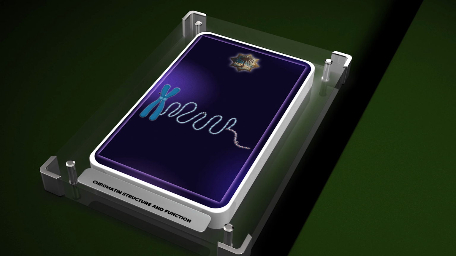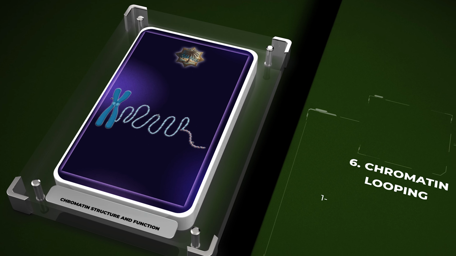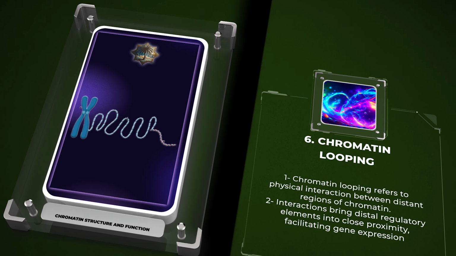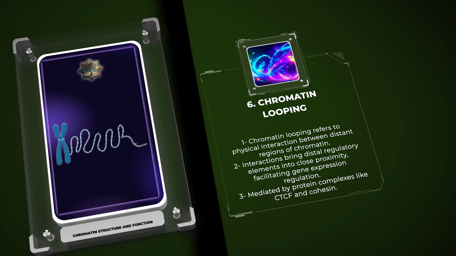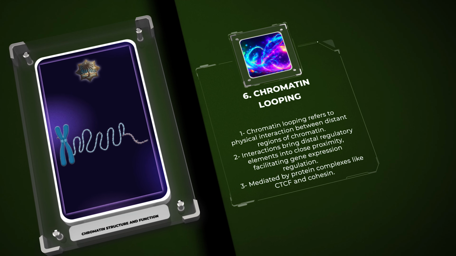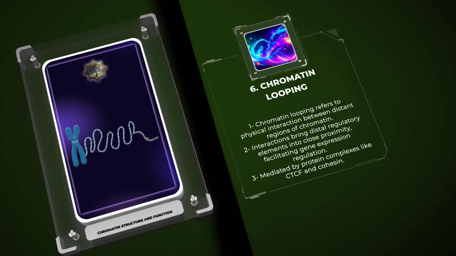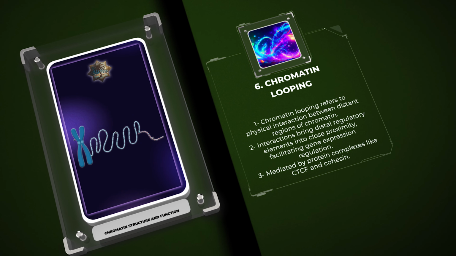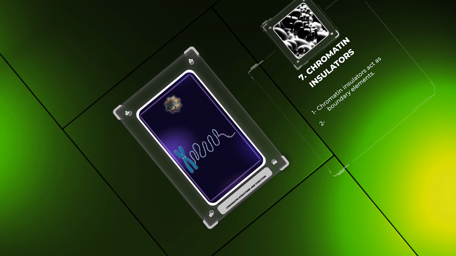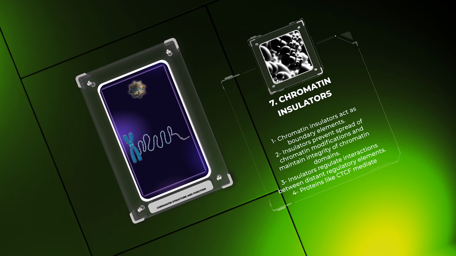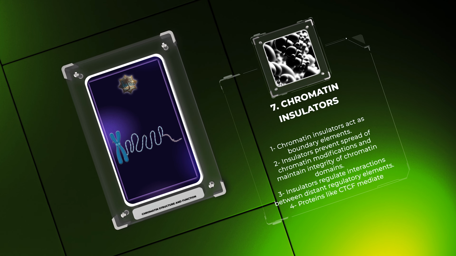Chromatin looping refers to the physical interaction between distant regions of chromatin. These interactions bring distal regulatory elements, such as enhancers and promoters, into close proximity, facilitating the regulation of gene expression. Chromatin looping is mediated by protein complexes, such as CTCF and cohesin, and can occur within the same chromosome or between different chromosomes. Chromatin insulators are DNA elements that act as boundary elements, preventing the spread of chromatin modifications and maintaining the integrity of chromatin domains.